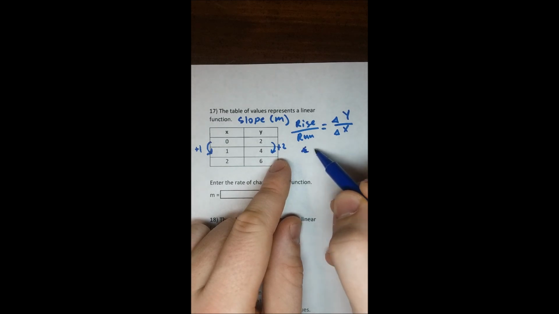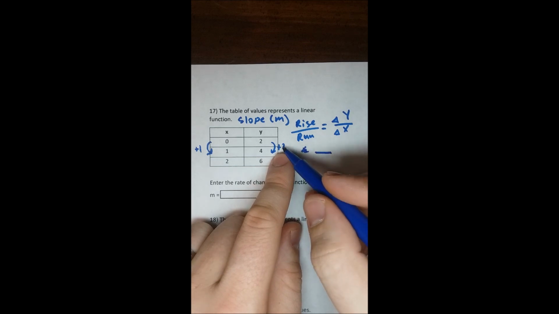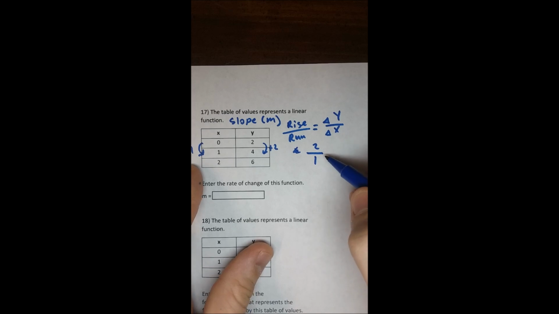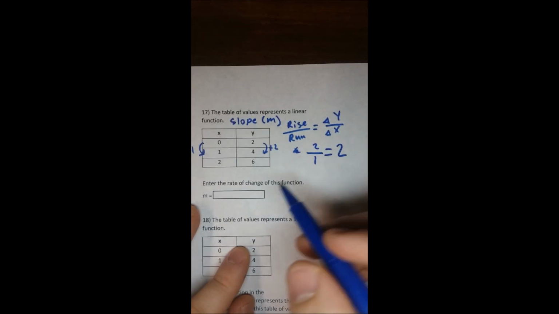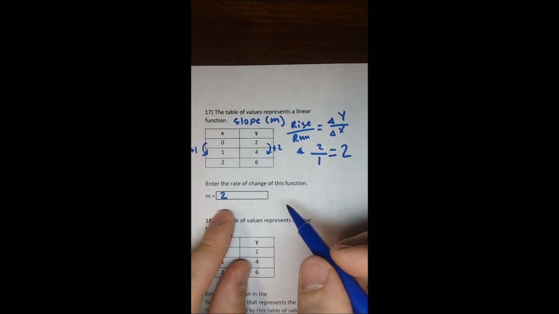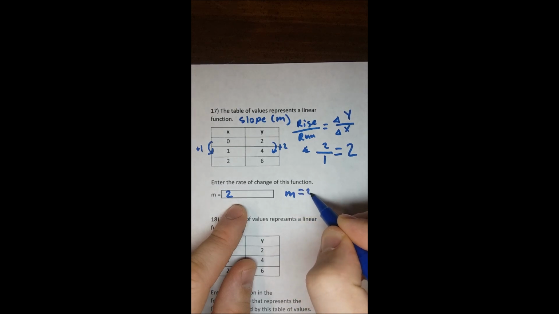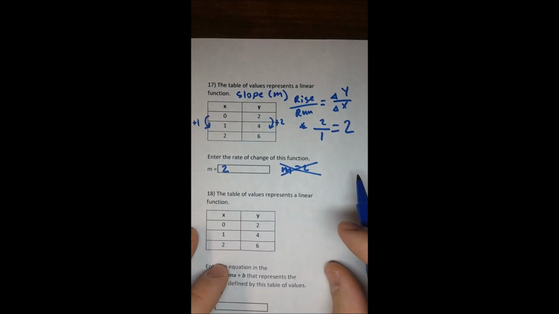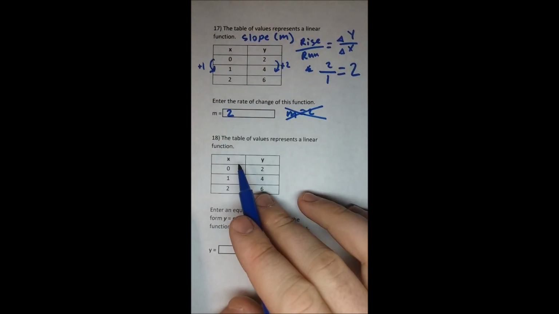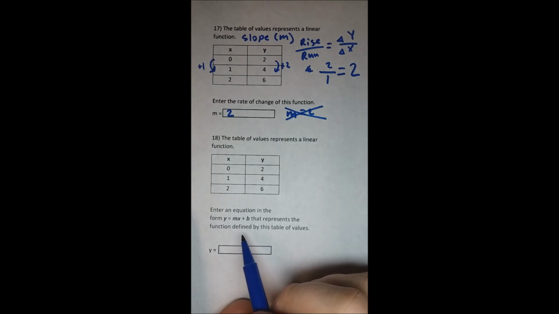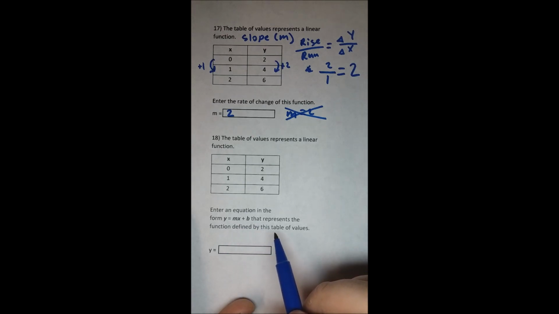Change of y was 2, change of x was 1. 2 over 1, here's how you write it down: 2. Enter the rate of change of this function, m equals 2. Please do not write m equals 2 in this box. The computer will not read it properly. So just write down 2. And last question, the table of values represents a linear function. It's the same function. So enter the equation that represents the function defined by this table of values.